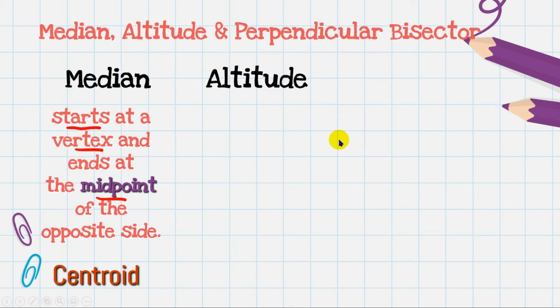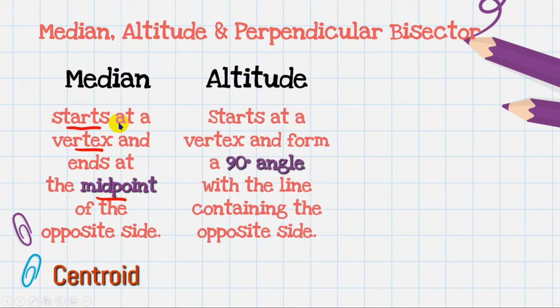And we also have the altitude. So, ang altitude ay kagaya ni median, nag-uumpisa siya sa vertex. Tandaan po, it starts from the vertex. Okay? And then, makakapag-form daw ng 90-degree angle with the line containing the opposite side. Okay? So, ang tawag naman natin sa point of intersection ay orthocenter.